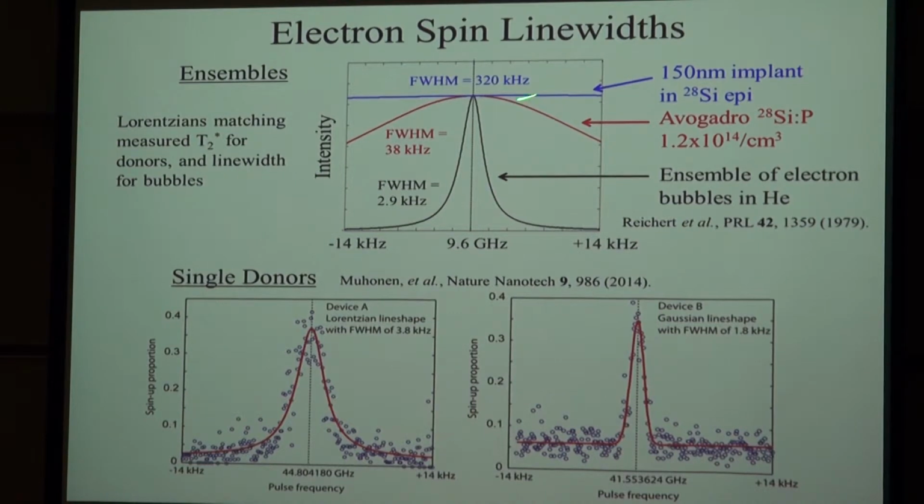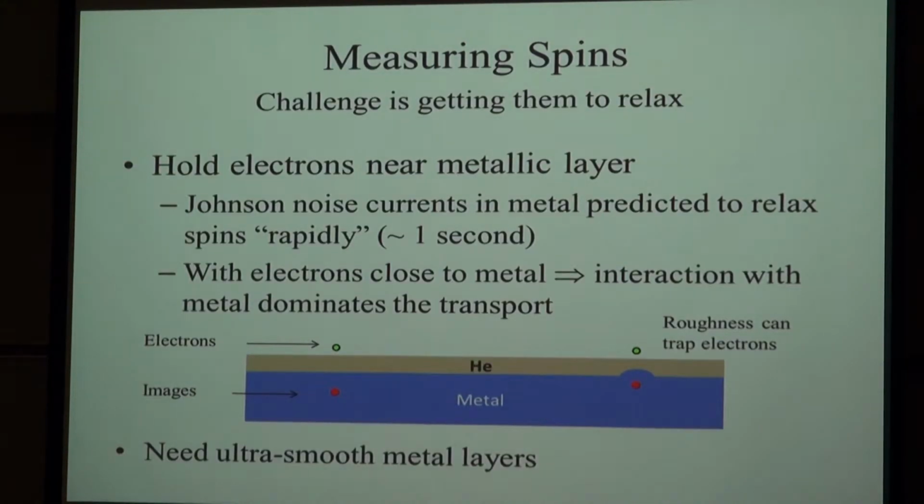Electrons in silicon, whether bound to donors or not, are subject to strains and stray electric fields that can shift the frequencies. So what we'd like to do is measure these spin coherence times. I'll tell you right now, we haven't managed to finish that experiment. The problem is you don't have much signal. And the other problem is we can't get these electron spins to relax.